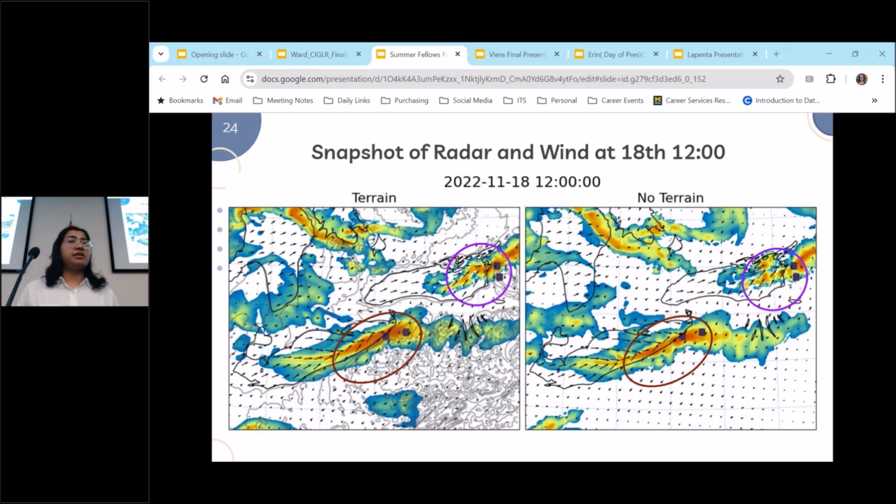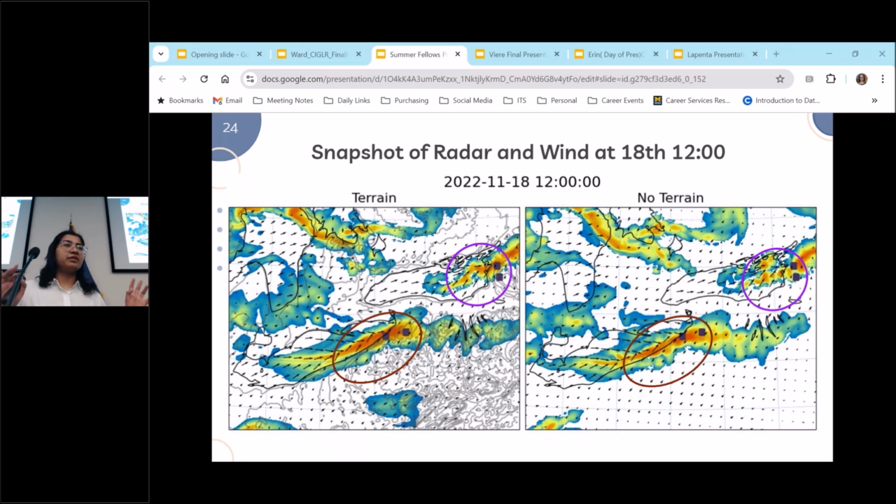And additionally, on top of that, we can see there's a bit of deflection happening near the terrain. As you can see, the wind is going this way instead of going along the terrain. But you might say, hey, Roshni, that's also happening in the no terrain scenario. So what's going on? It turns out a property of long lake axis parallel storms is this thing called land breeze convergence.